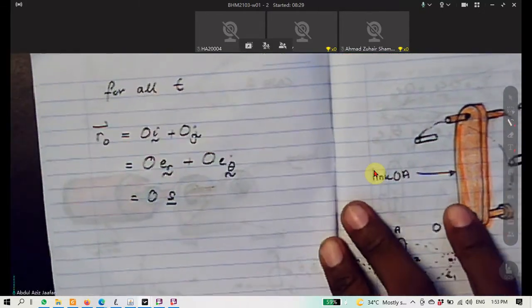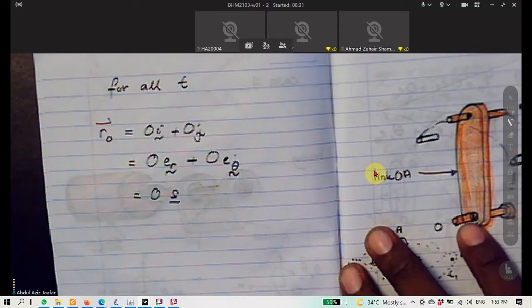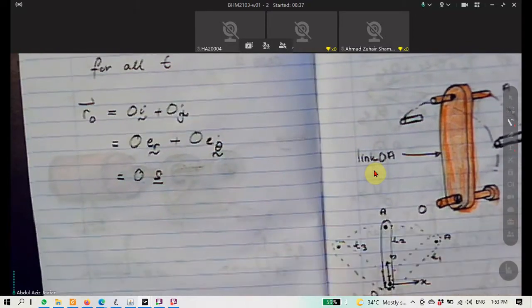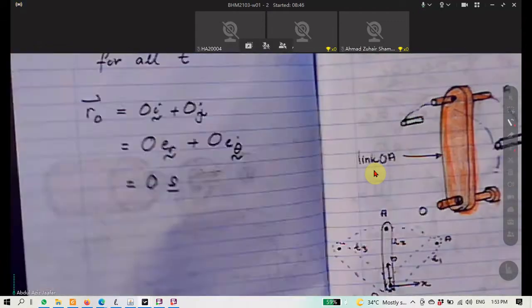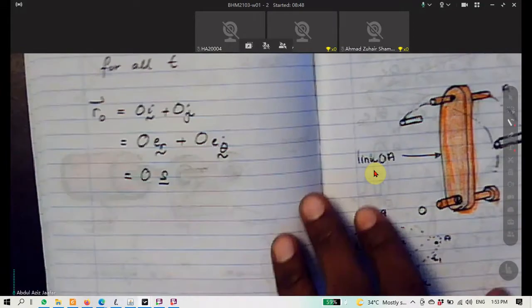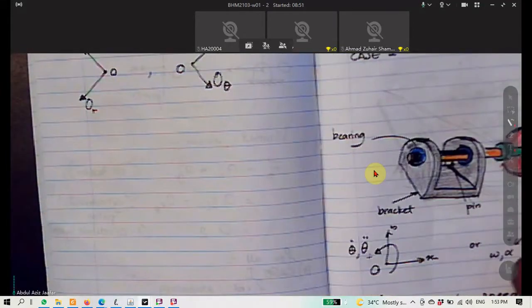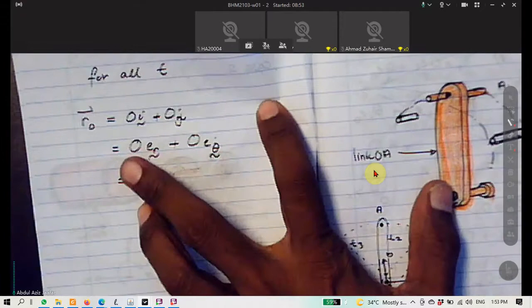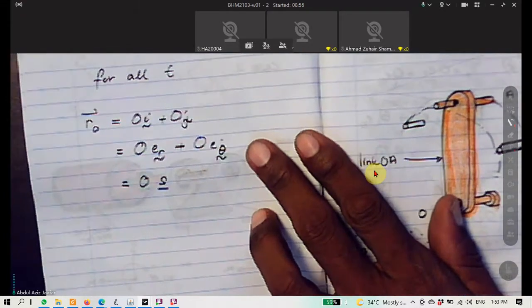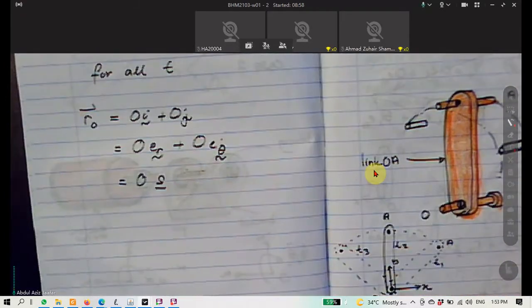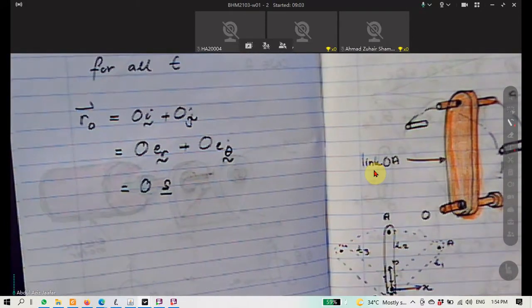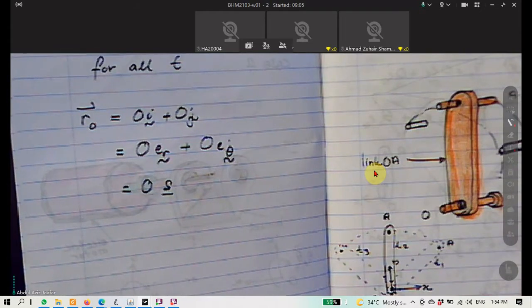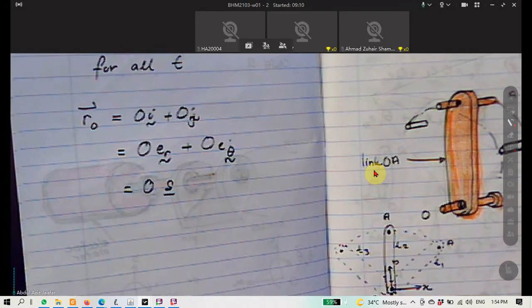Now for all t, even though you have a different case, we have an electric motor, but the position vector remains the same. So we just concentrate on that particular pin only. We don't want to know what actually happened, what caused the pin to move, the linkage to move, something like that. It's not our interest.